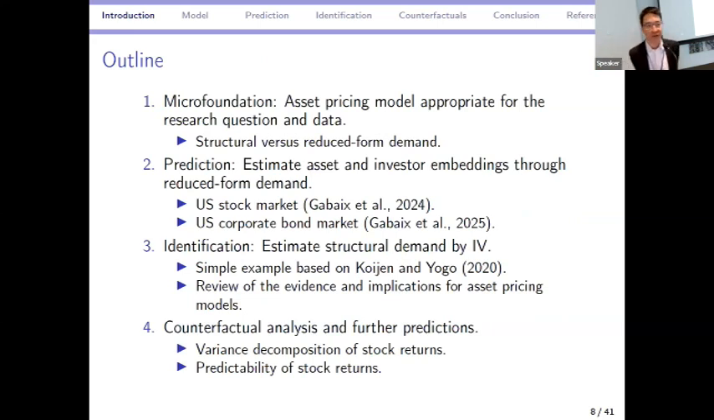Okay, so the outline for today's talk is to break down asset pricing into its essential steps. First, there's always a micro foundation, an asset pricing model that gives rise to both an SDF and a demand system. And I'm going to explain what I mean by a structural demand function versus the reduced form.